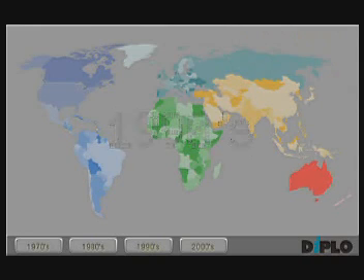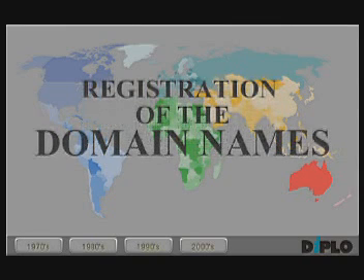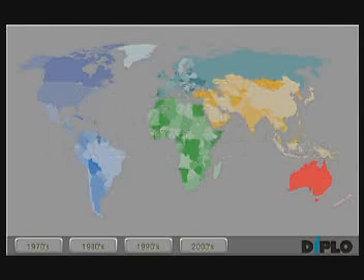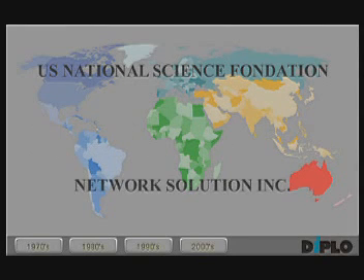1990s. With the exponential growth of the Internet, the registration of domain names became a more complex and demanding task. During the early 1990s, the U.S. National Science Foundation outsourced registration of domain names to a private company, the Network Solutions Incorporated.